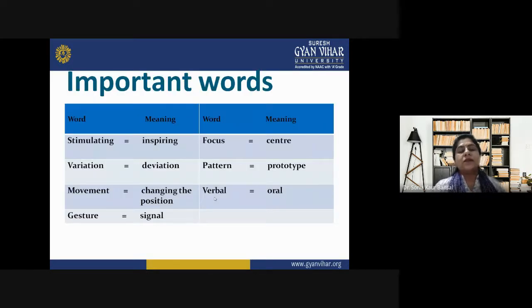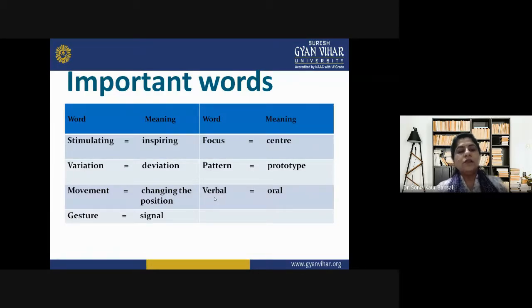Now let us understand some important words which I'm teaching you today about the stimulus variation skill. First of all, stimulating. What does it mean? Its meaning is inspiring, motivating to do something. As I told you, stimulus means like an agent that works upon us to enable us to do some action. And variation is deviation, where you are not using only one stimulus to arouse the interest among your students, but you are having a variety of it.